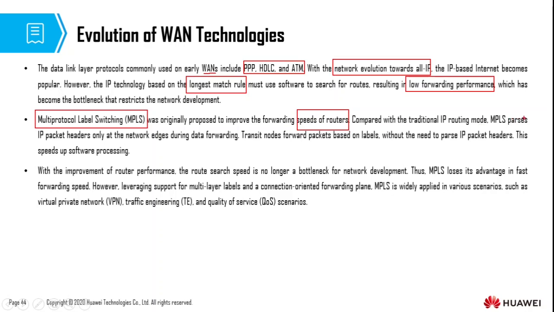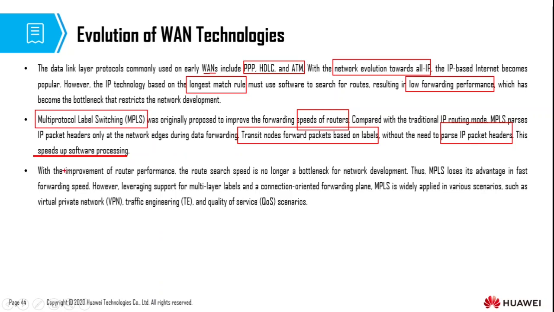Compared with traditional IP routing mode, MPLS parses IP packet headers only at the network edges during data forwarding. Otherwise, the transit nodes forward packets based on labels. Transit nodes forward packets on labels. So instead of opening up the IP header, we forward packets based on labels, as you're going to see shortly. So without the need to open up the IP packet header, this speeds up the forwarding capabilities of routers.